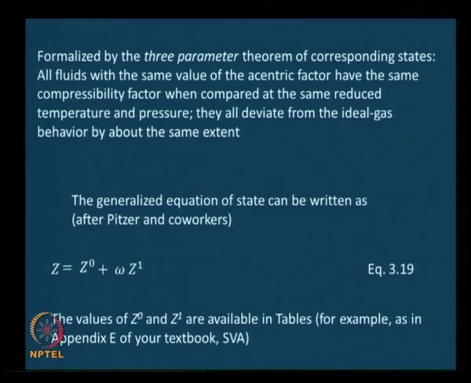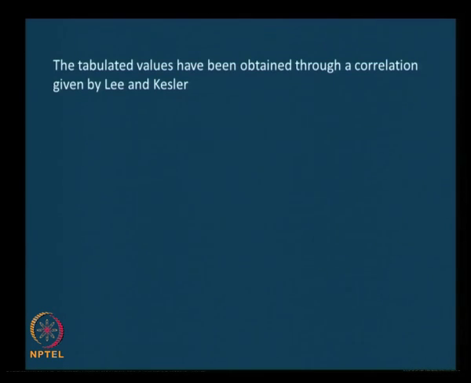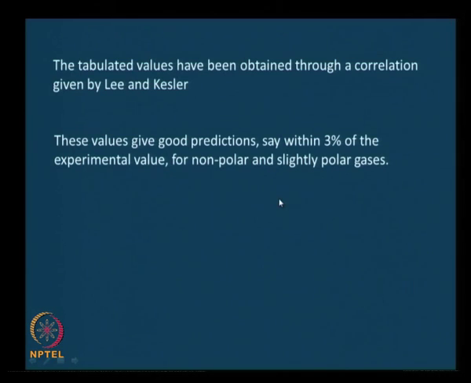Now that you have familiarized yourself with the listing of Z0 and Z1 values, and the acentric factor values are also available in a table in the appendix, let us look at things a little further. The tabulated values were calculated by a correlation given by Lee and Kessler, and these values give very good predictions, within about 3% of carefully measured experimental values, but for non-polar and slightly polar gases. Therefore, we have generalized this, but not completely.